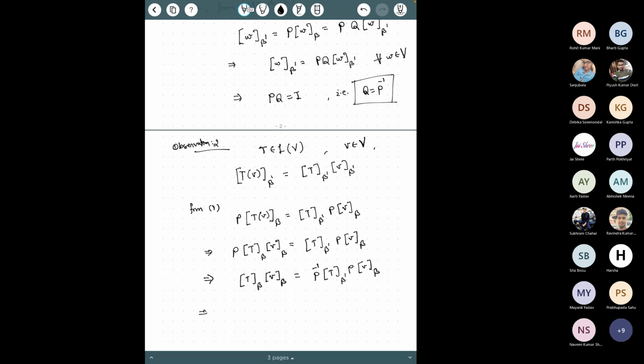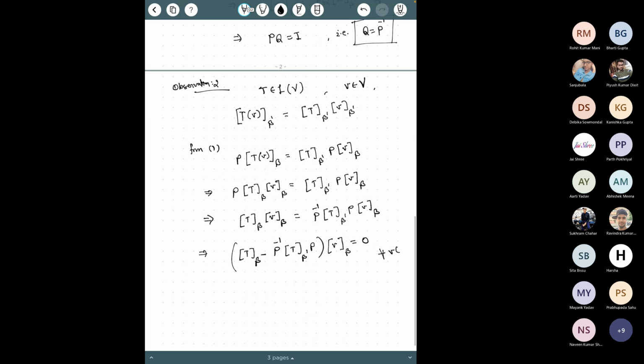So what we can say from here is that the matrix of T with respect to B minus P inverse times the matrix of T with respect to B dash times P, times the matrix of V with respect to B, is equal to 0, and this is true for all vectors V in V. So the matrix of T with respect to B is equal to P inverse times the matrix of T with respect to B dash times P. This is the relation you got from this observation.